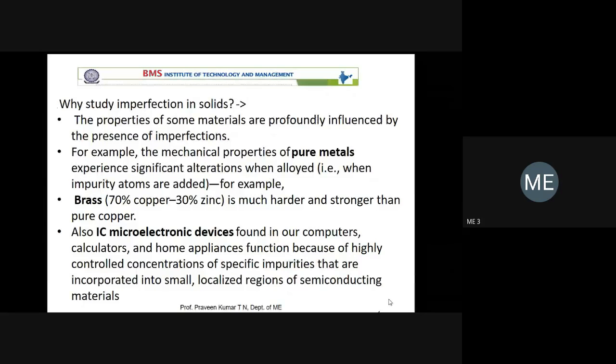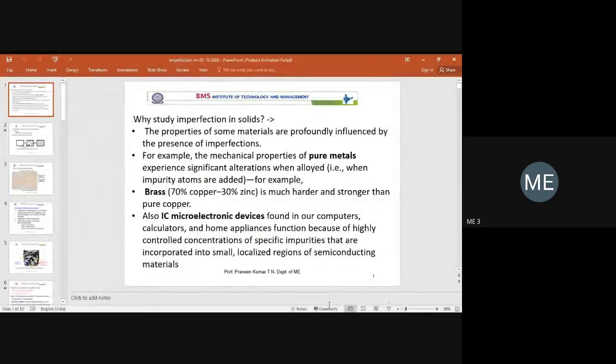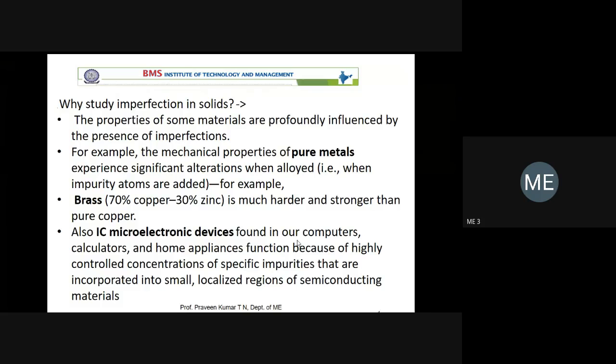So when you're going for alloying element, so your... Hello, any difficulties? Any technical issues? Okay, everything is fine, I think. Yes or no? Visible and audible? Yes, and now it's audible.